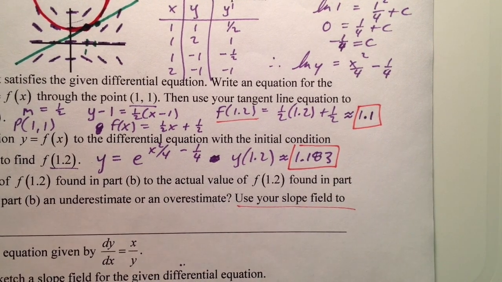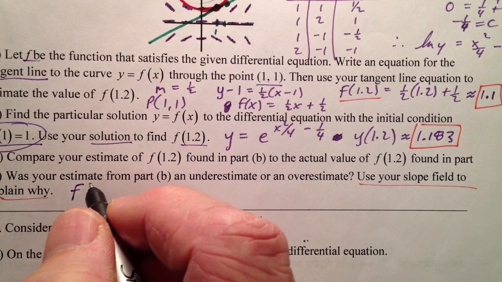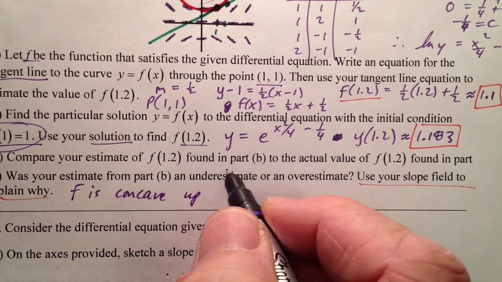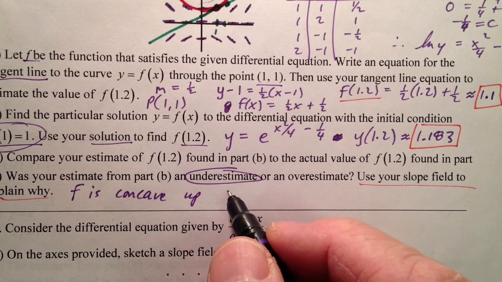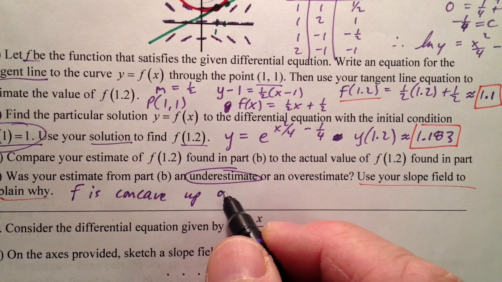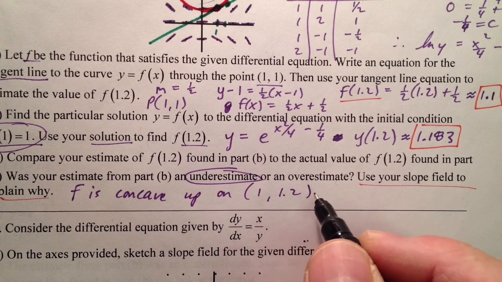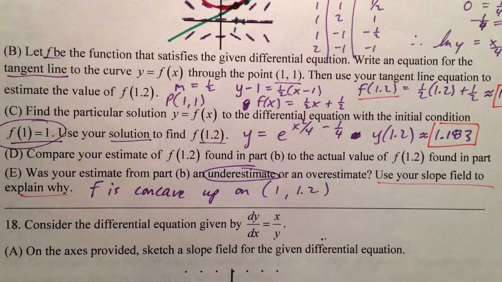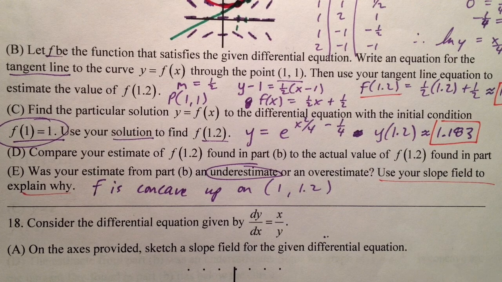Use your slope field to explain why, and that was again because f is concave up, and it's an underestimate, concave up over the interval right around there. And so we can see on the interval from 1 to 1.2. So really we just need to make sure that our function is concave up over the entire interval, and that way we can determine that our linear approximation is in fact too low.